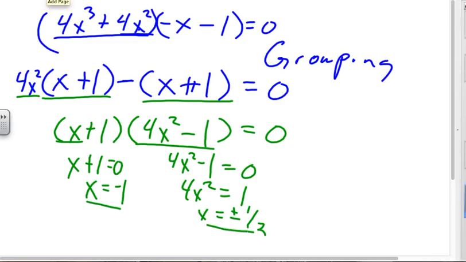So the trick to grouping is to pick a group, try something, and the whole point here is we're trying to get something in common in both of these that we can factor out. So I end up with two products, which are easy then to find because you set each one of these equal to 0. And that will be the first part of the real zeros of polynomial homework that you will do.